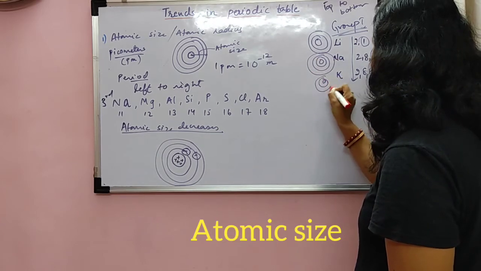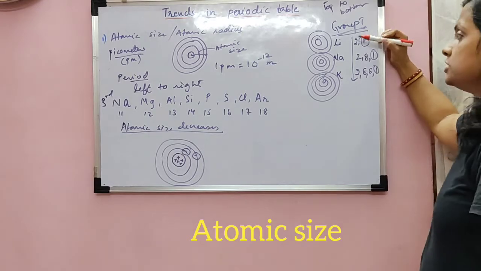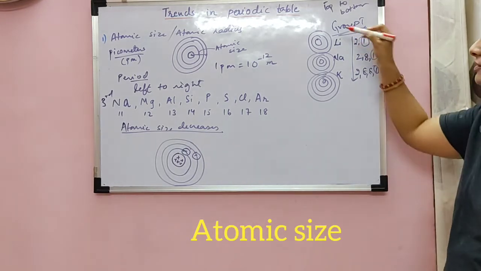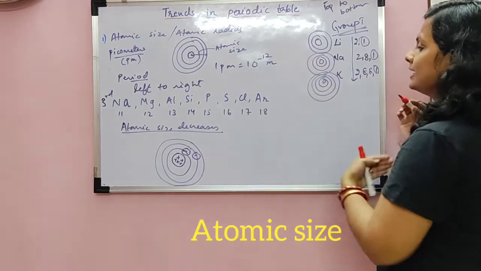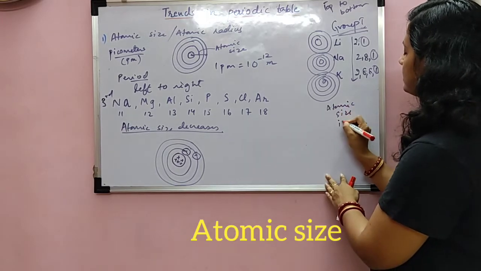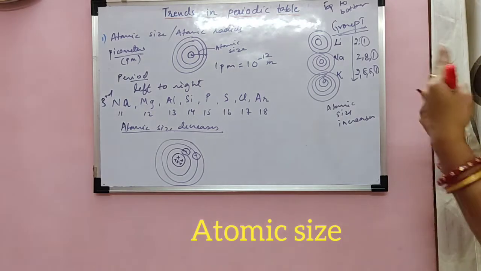Here you can see the size difference. As you are moving down, at every level, one extra shell is added. Because of that, the size is increased. So, here the atomic size increases. Atomic size increases as we move from top to bottom in a group.